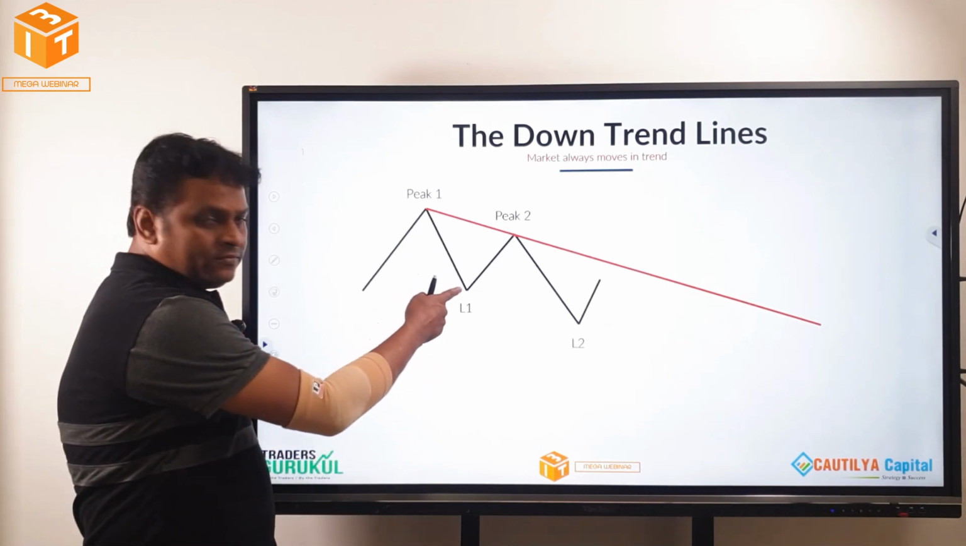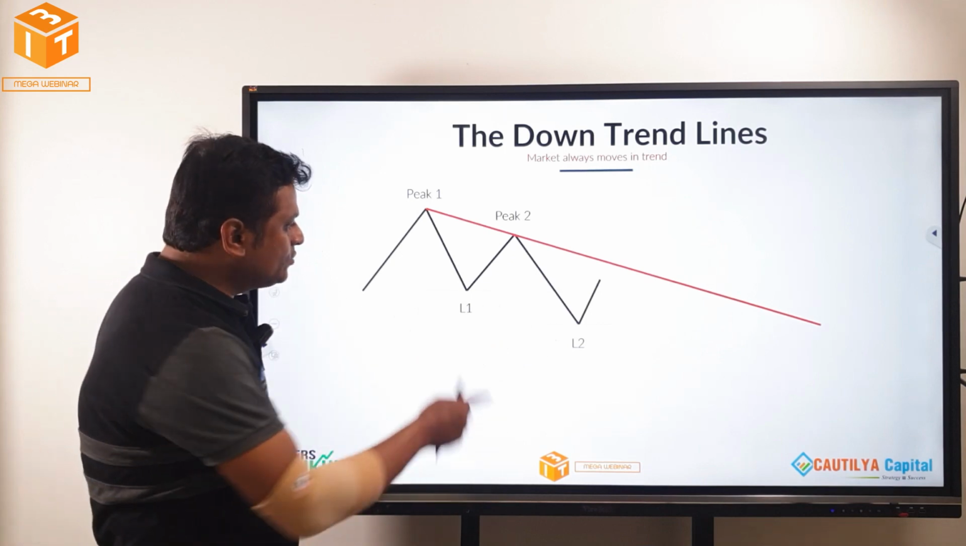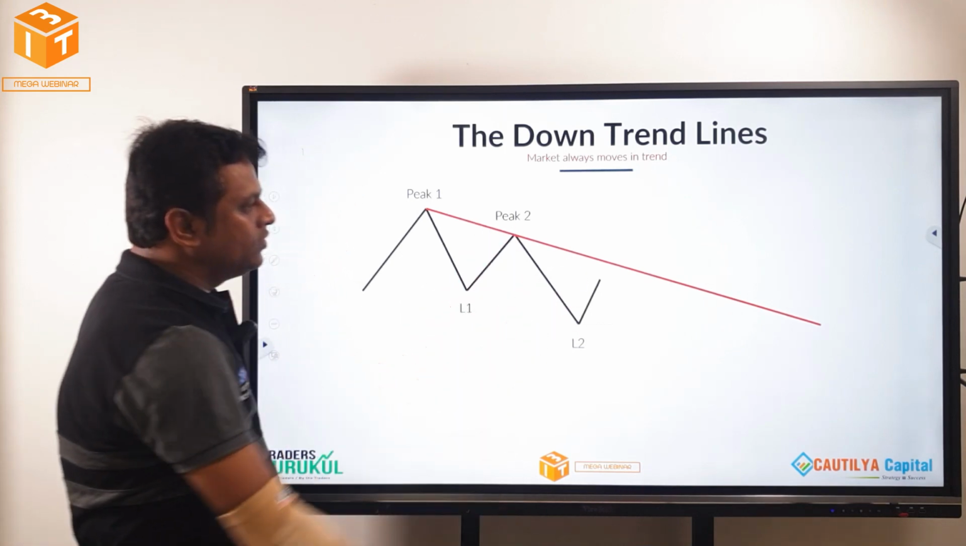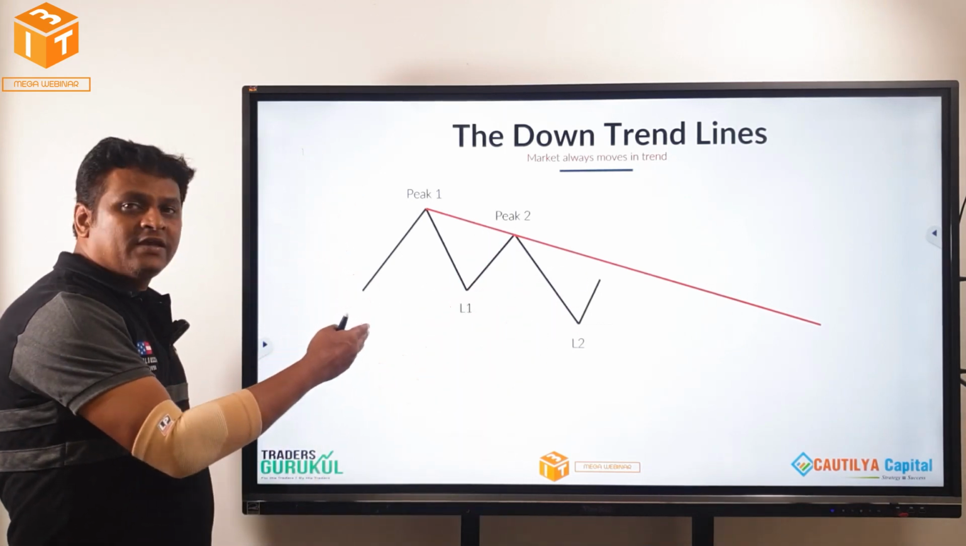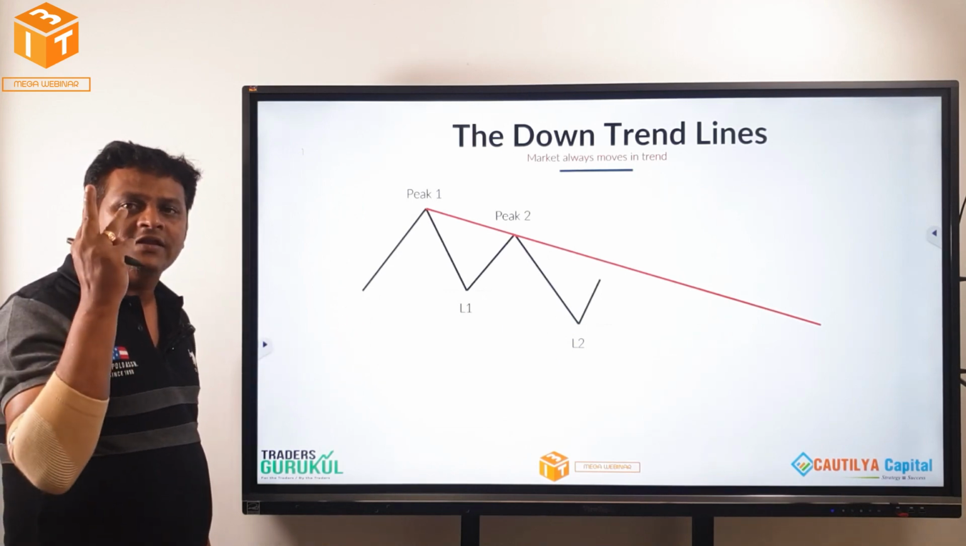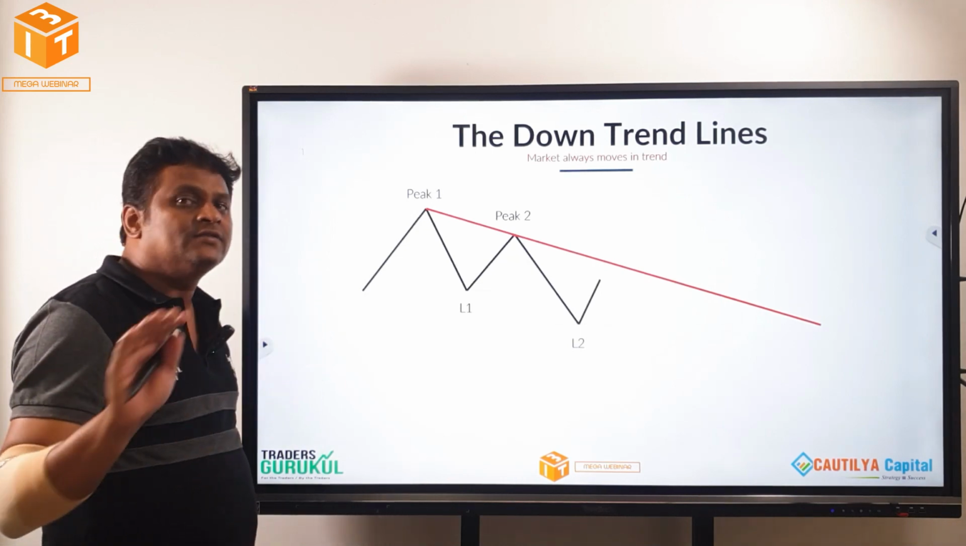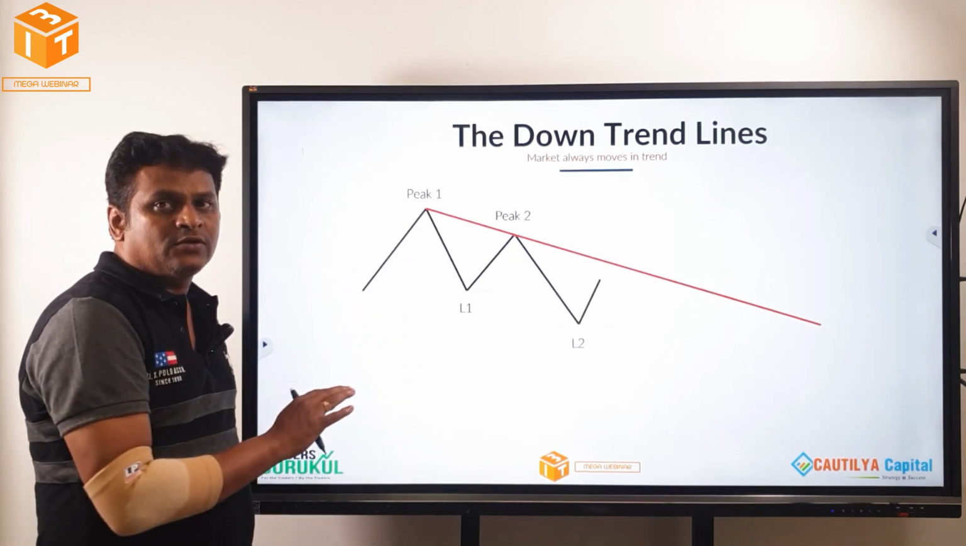You have this L1, you have this L2. Now you have 2 valleys. Can you see this? Valley 1, valley 2. Can you please check and tell me if you can draw a trend line? Think. Apply the 3 rules. Ideally the answer is no. It doesn't pass the rules.